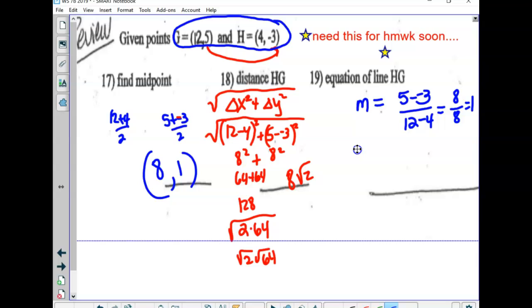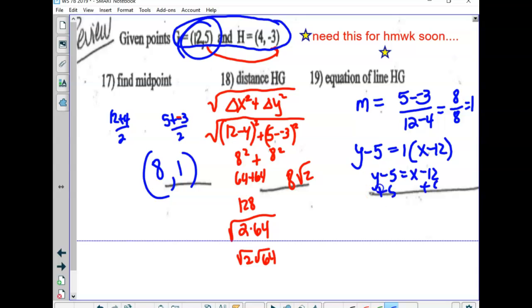Okay, then what do we do with that? Now we have 2 points and a slope. Can we use one of those points? So y minus 5, if I pick this as my point I want to use, equals 1 times x minus 12. If I distribute and then add 5 over here, I have y equals x minus 7. To check that that works, on both of these, if you put the x in and subtract 7, do you get the y? 12 minus 7 is 5, 4 minus 7 is negative 3, it's working.